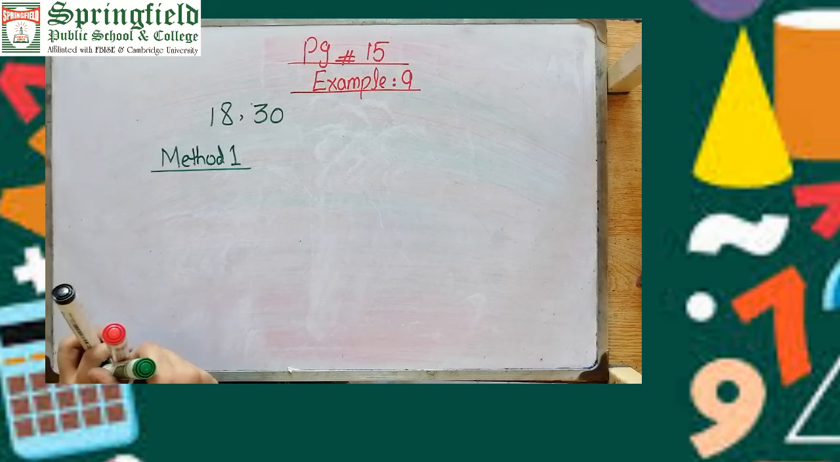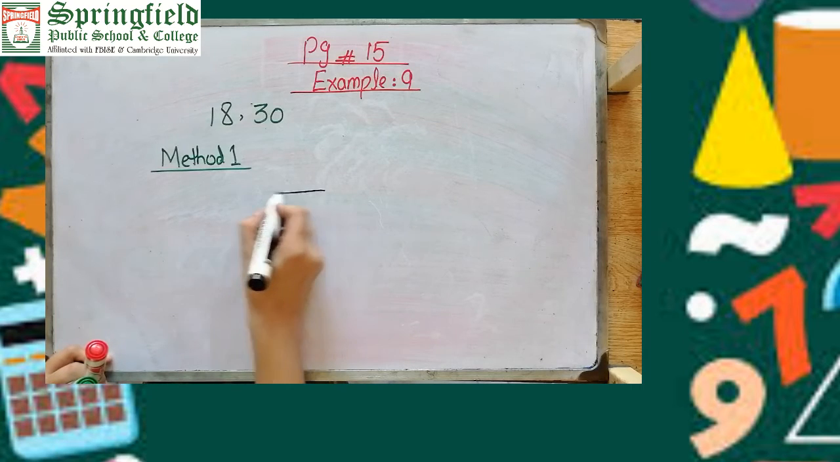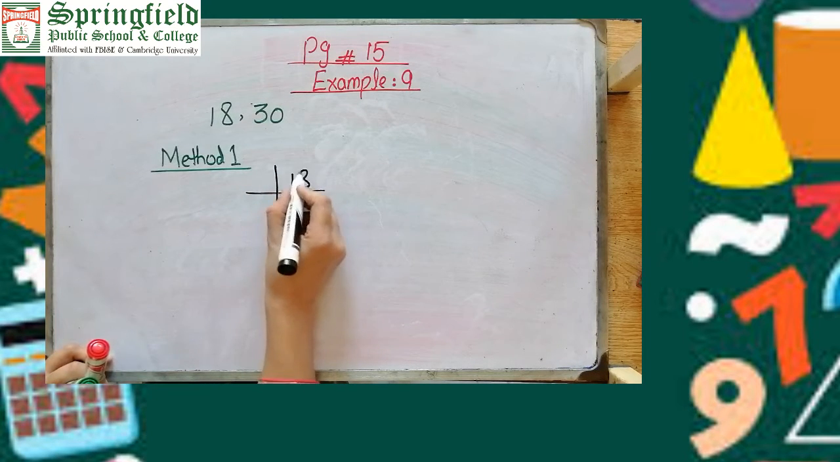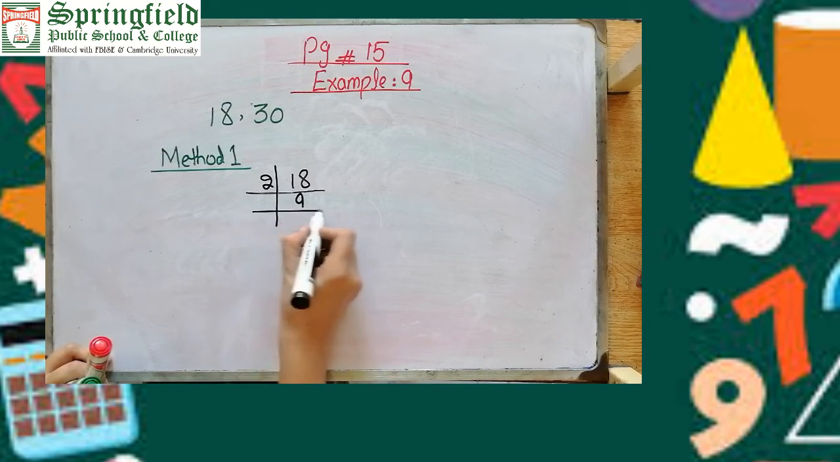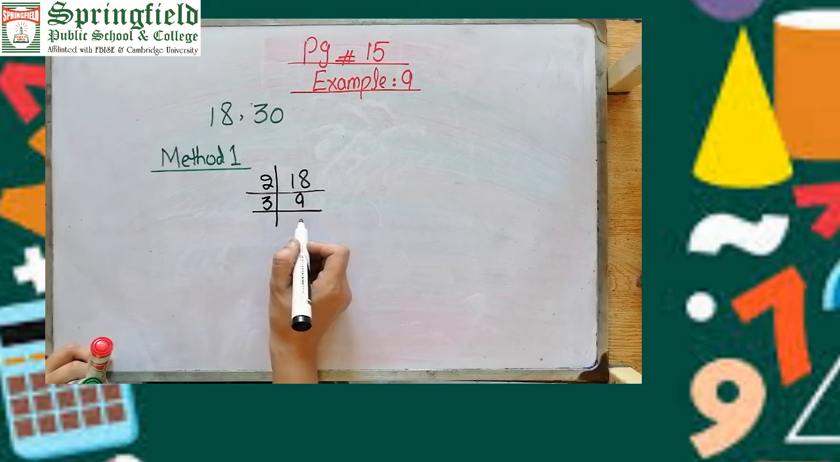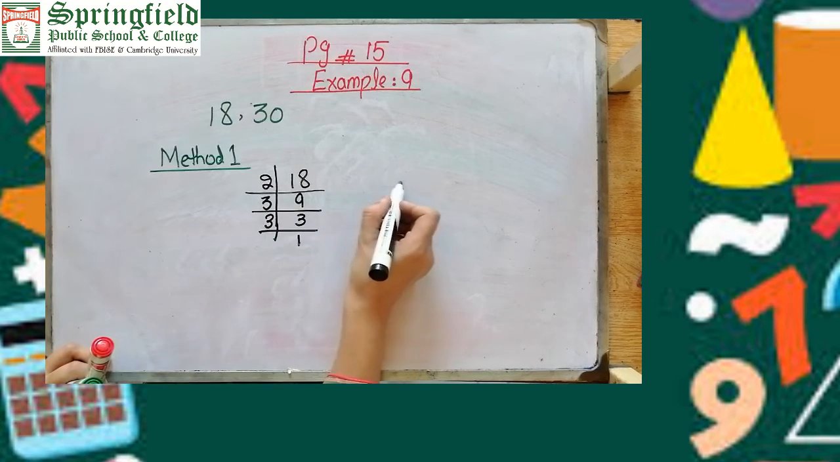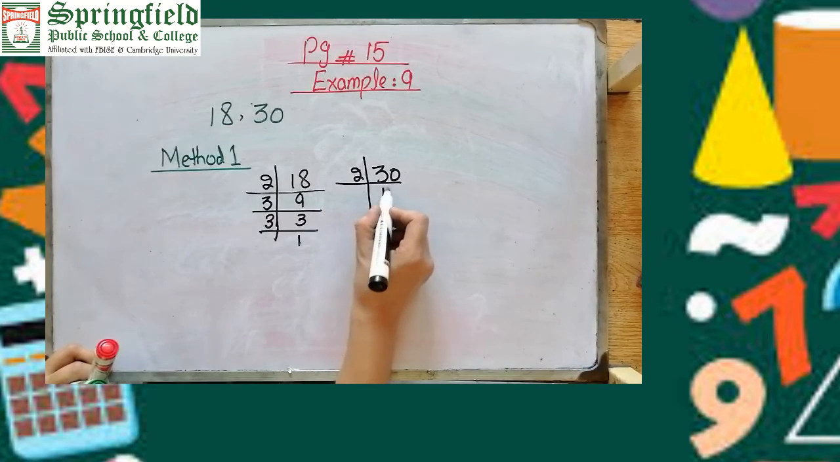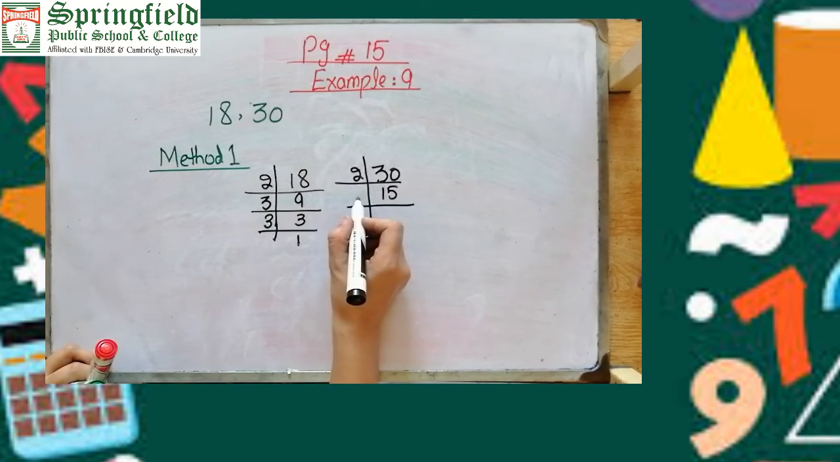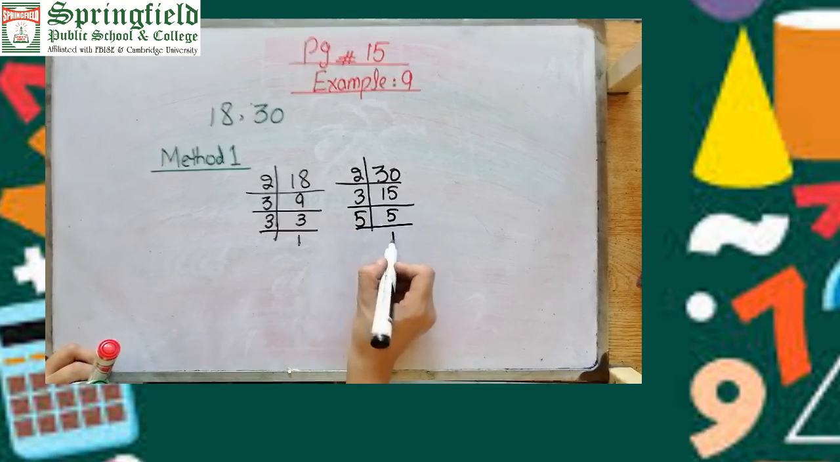Method 1. In method 1, we will find the factors of 18 and 30 by using individual prime factorization. First we will find the factors of 18. 18 is an even number. 2 nines are 18. 9 comes in table 3, so 3 threes are 9, 3 ones are 3. Now find out the factors of 30. Table 2, 2 fifteens are 30. 15 comes in table 3, 3 fives are 15, and 5 ones are 5.